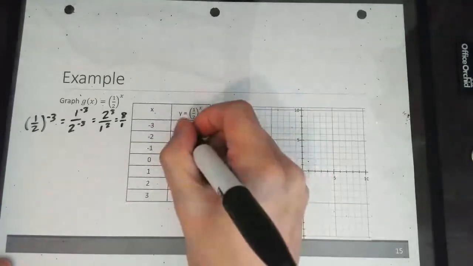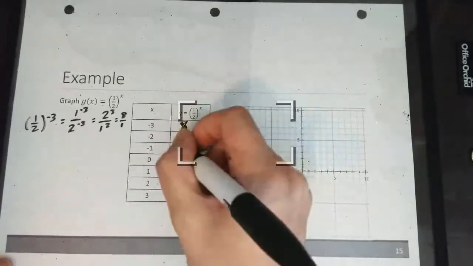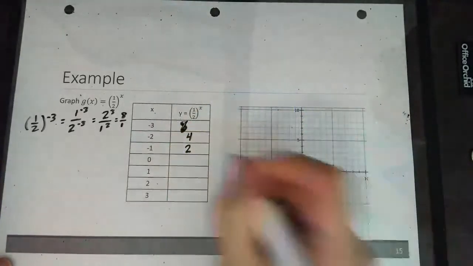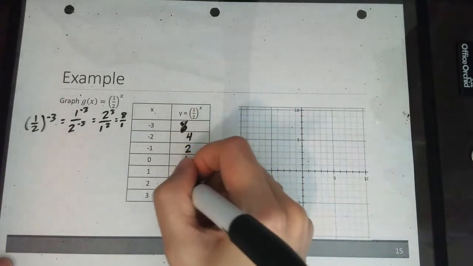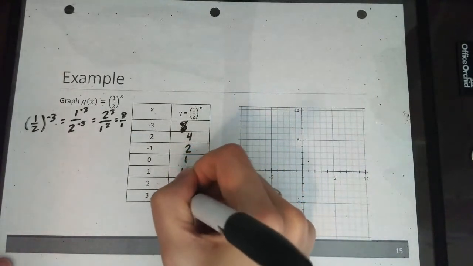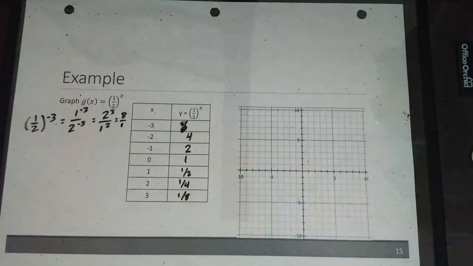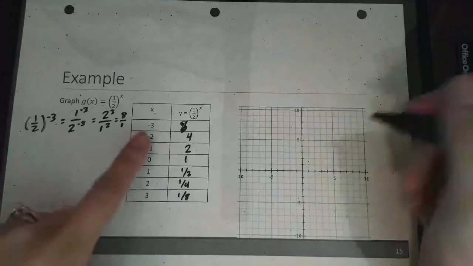1/2 to the negative 2, that'll be 4. 1/2 to the negative 1 is 2. 1/2 to the 0 is 1. And we get 1/2, 1/4, 1/8. So this is kind of backwards of the one we just did. Let's see what the graph looks like.